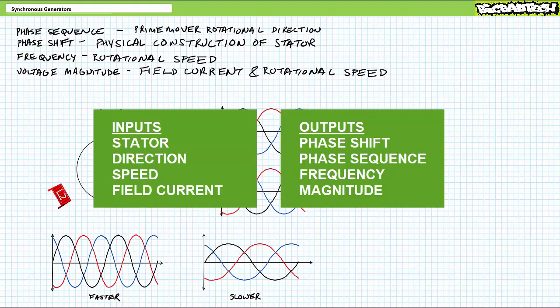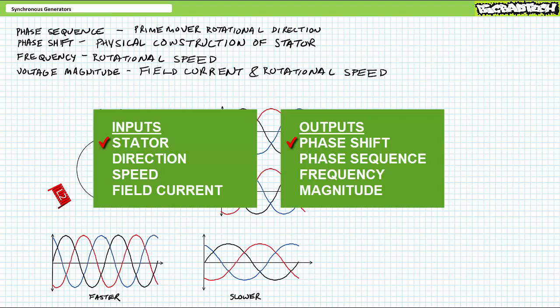This begs the question, how do you set up a generator such that it delivers a desired phase sequence, phase shift, frequency, and magnitude if one input, rotational speed, influences two properties, frequency and voltage magnitude? The answer is, establish desired phase shift, phase sequence, and frequency first, and don't worry about voltage magnitude until the very last step.